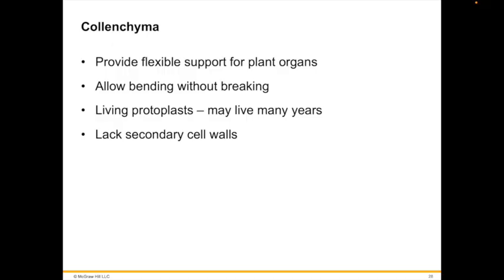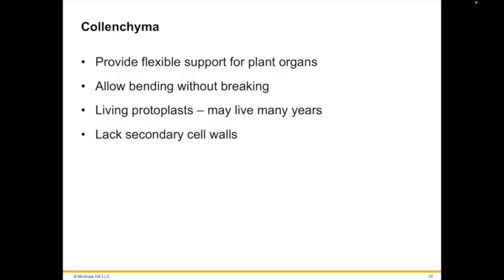If you've ever had celery strings trapped in your teeth, or you see them upon chomping into a petiole of celery, you are familiar with tough, flexible collenchyma cells. Like parenchyma cells, they have living protoplasts, lack secondary cell walls, and may live for many years. These cells, which are usually a little longer than wide, have cell walls that vary in thickness. Flexible collenchyma cells provide support for plant organs, allowing them to bend without breaking.